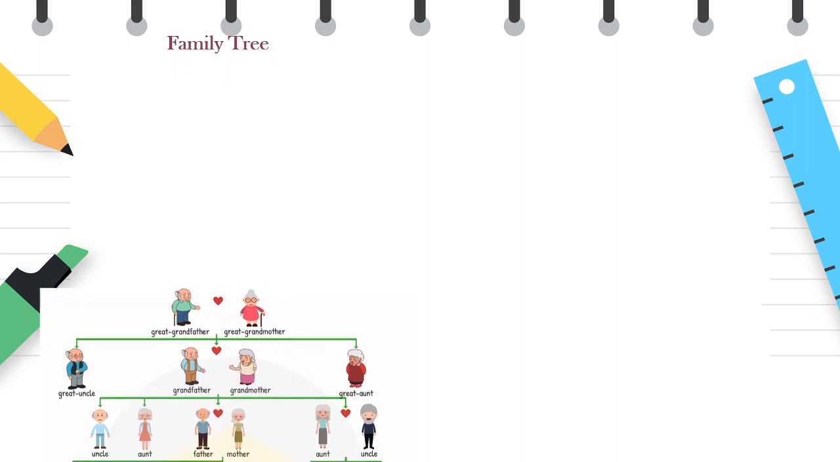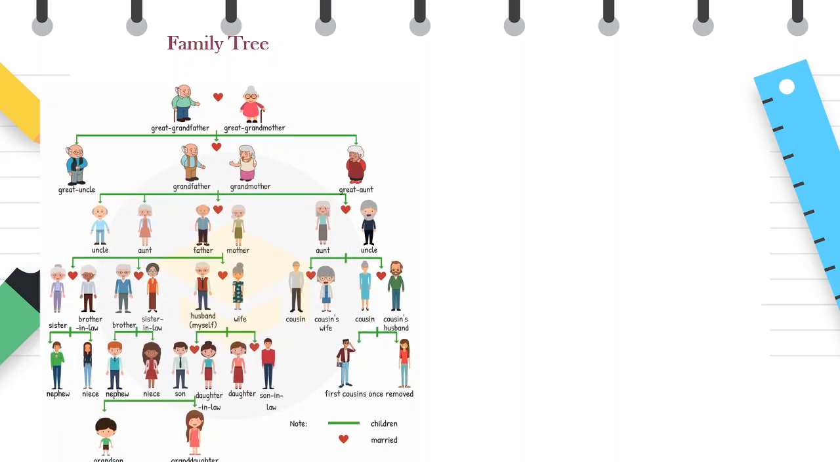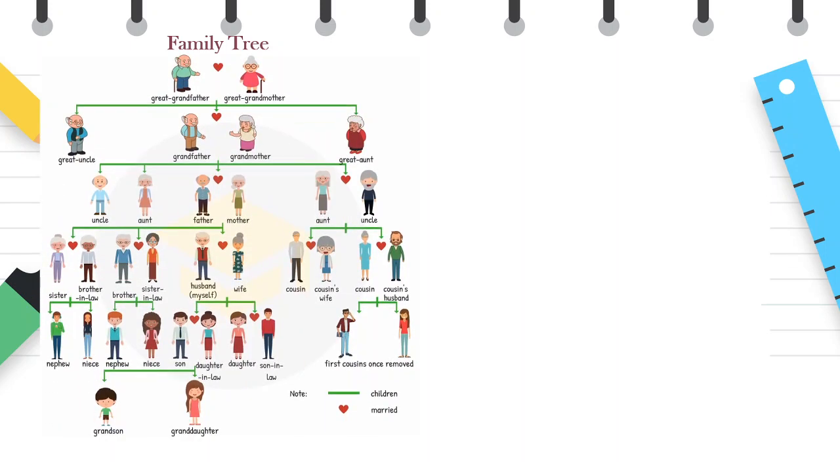Now let's go into more details. Next, here is a family tree presentation. Starting in the top, we see the great-grandparents, all the parents of your parents. Grandparents are your parents' parents or your grandfather and grandmother. Their siblings or brothers and sisters are called great uncle or great aunt.